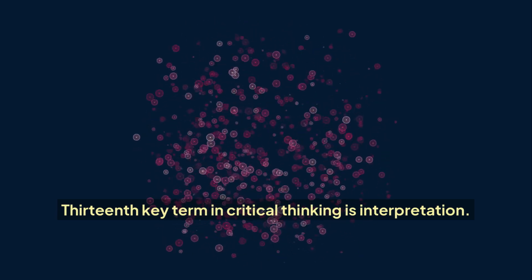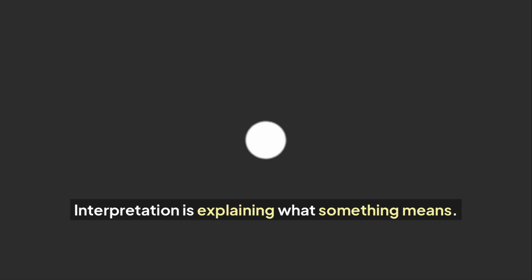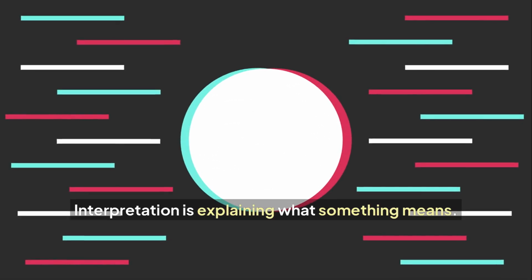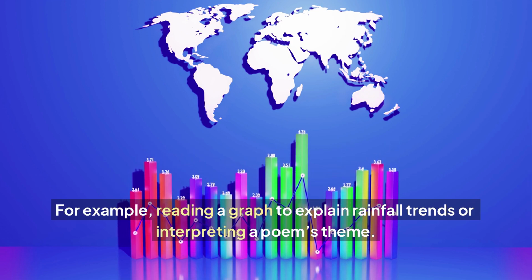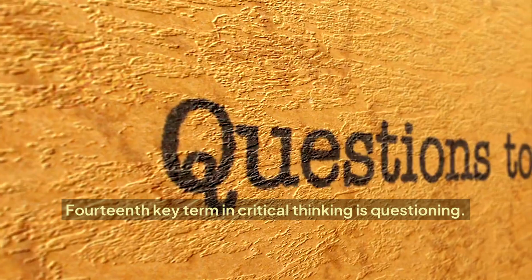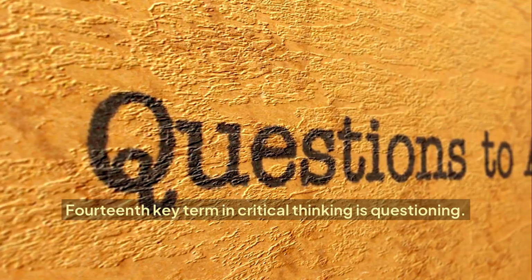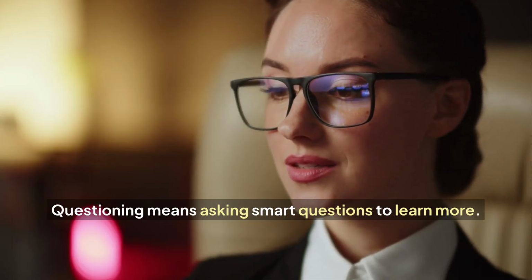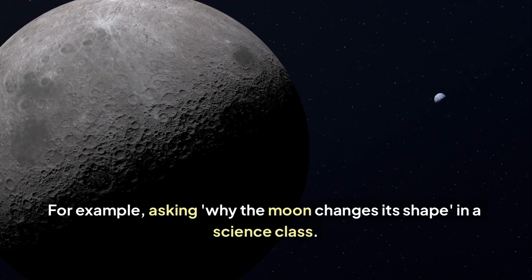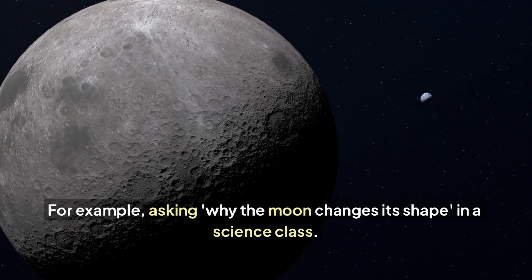Thirteenth key term in critical thinking is interpretation. Interpretation is explaining what something means. For example, reading a graph to explain rainfall trends or interpreting a poem's theme. Fourteenth key term in critical thinking is questioning. Questioning means asking smart questions to learn more. For example, asking why the moon changes its shape in a science class.